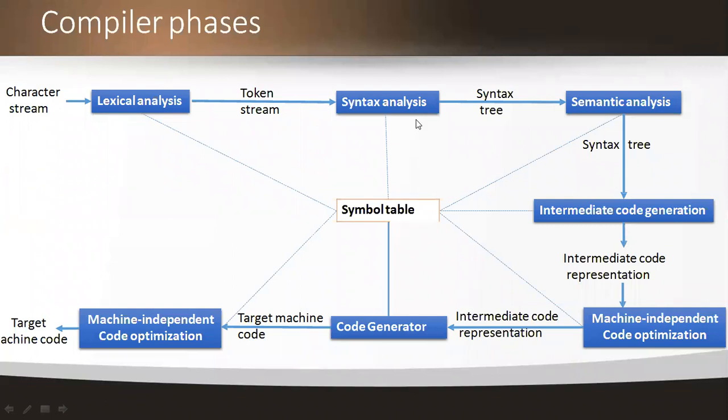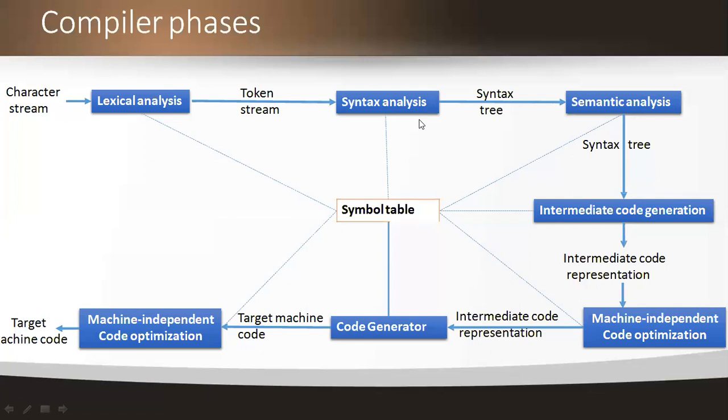See here, I shared a slide with you all. In this slide, we are seeing the structure of the compiler. Initially we take the character stream as the input program, and then it goes to the lexical analysis, and the output that we generate from the lexical analysis is a stream of tokens. While performing the internal operation of the lexical analysis, we generate an output in the form of a stream of tokens.